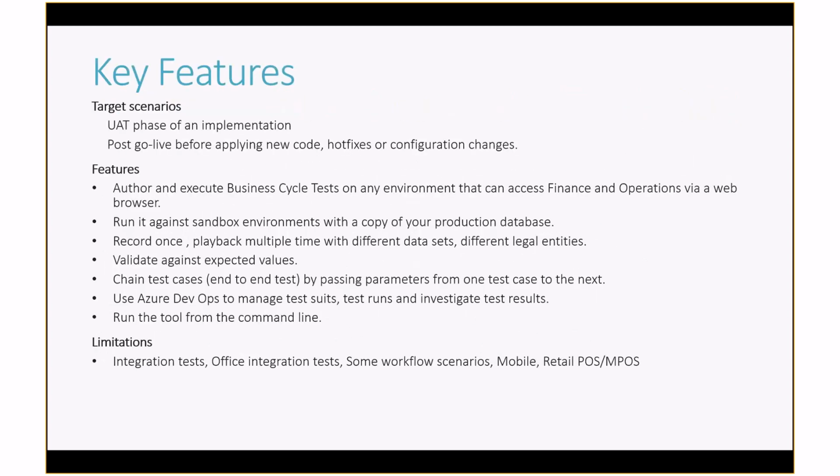Some of the key features that are worth highlighting. First of all, the target scenarios are the user acceptance testing phase of an implementation, and also post go live before applying new code, hotfixes, or any configuration changes. These are the key scenarios we're targeting with the first release of this tool. You'll be able to author and execute business cycle tests, and we'll talk about what this means in test classification later, on any environment that can access finance and operations via a web browser.